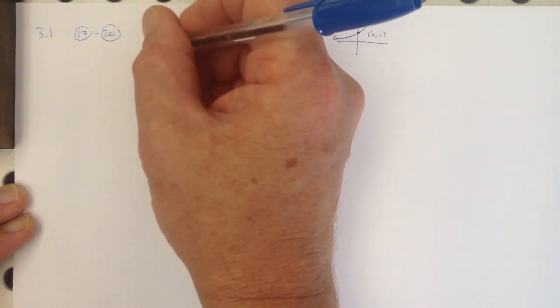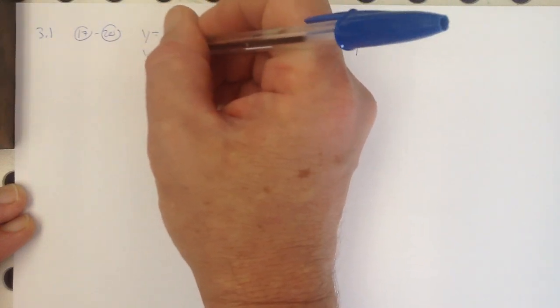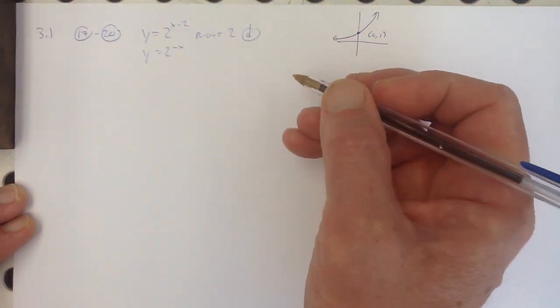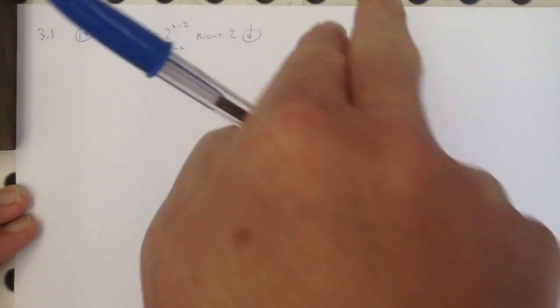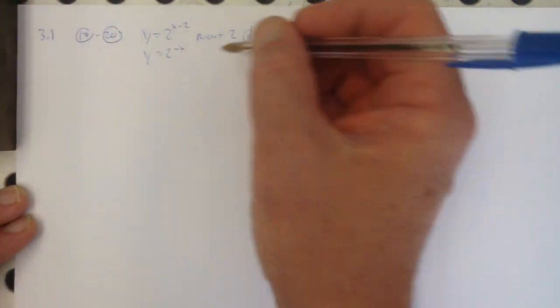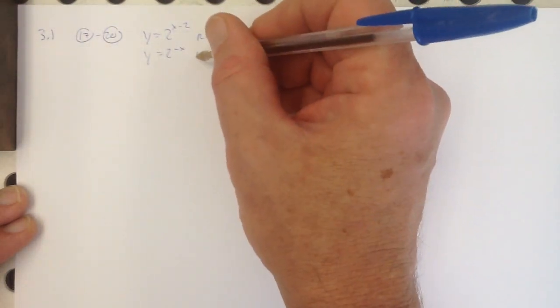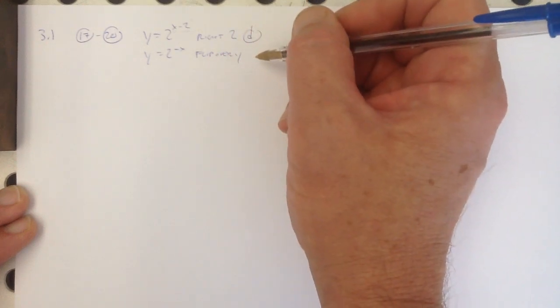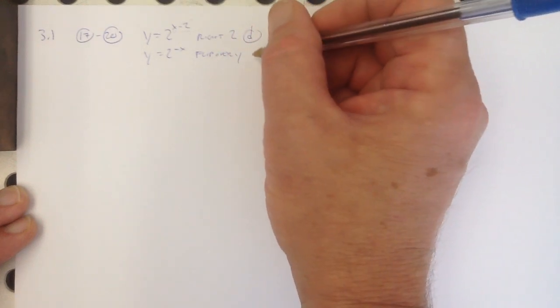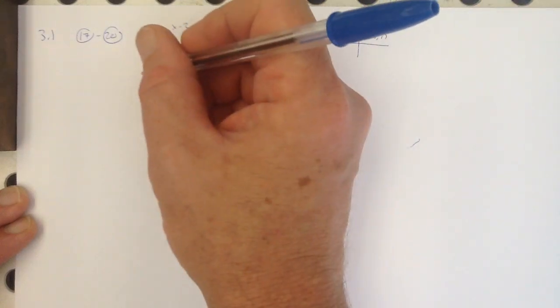And then the second one, we got y equals 2 to the negative x. That's going to flip this over like that. It's going to flip it over the y-axis, and that means it's going to be number A, letter A.